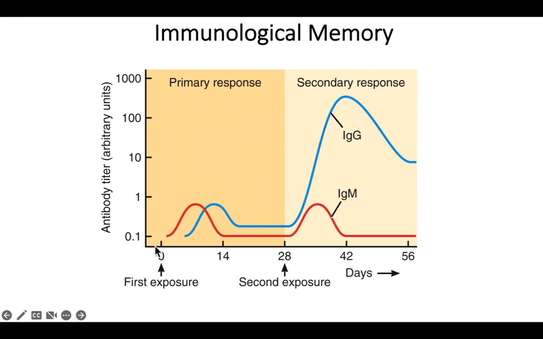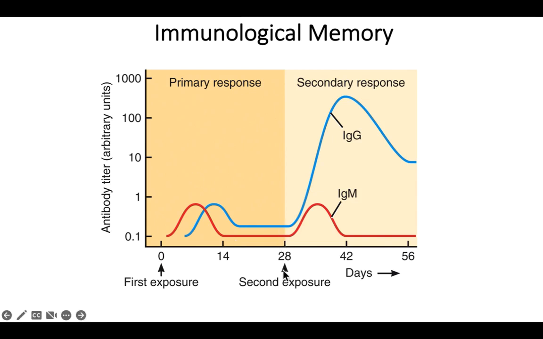Now, if this first exposure was a vaccine, you wouldn't be sick. So the difference between an exposure to the pathogen versus exposure to a vaccine is you're sick as a dog for these 14 days, whereas if it was the flu shot, you're not sick. But in both situations, you're generating memory. You're generating memory B cells.